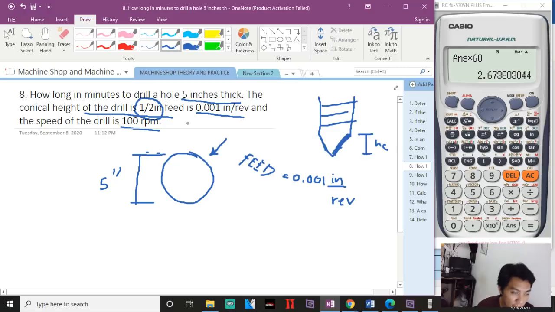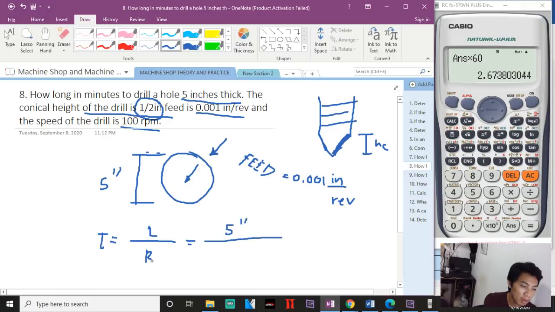So what you will cut is straight. Anywhere in your circle, even if the drill's height is slanted, the diameter is still equal. It's a circle. So the time will be equal to the length of the cut divided by the rate of the feed. What is our length of cut? That is the entire diameter, that is 5 inch, over the rate of the cut.